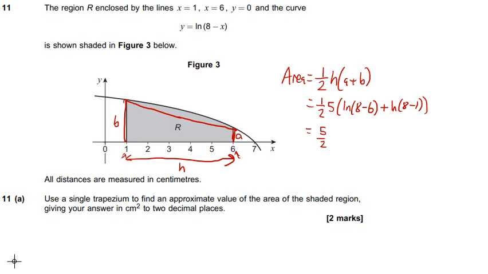So 5/2 multiplied by ln2 plus ln7. And I can use my rules of logs to write that as the log of the product of those, so ln14. And if I just go to my calculator, because it's asking me to calculate this to 2 decimal places, this is approximately 6.60 square centimeters.